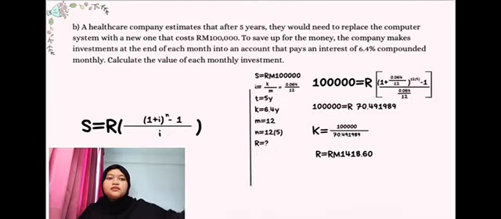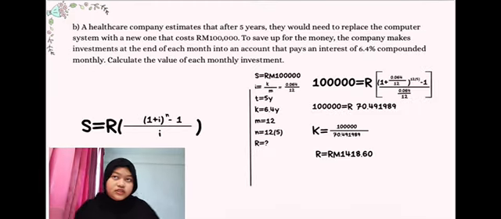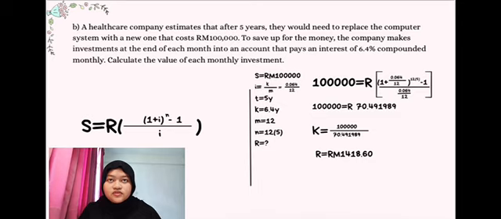So, for the B question, a healthcare company estimates that after 5 years, they would need to replace the computer system with a new one that costs 100,000 ringgit. To save up for the money, the company makes an investment at the end of each month into an account that pays an interest of 6.4% compounded monthly. Calculate the value of each monthly investment.